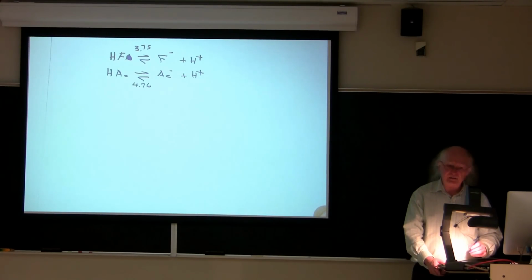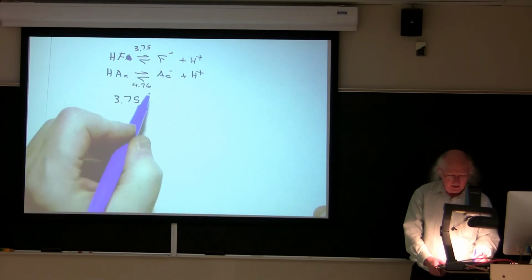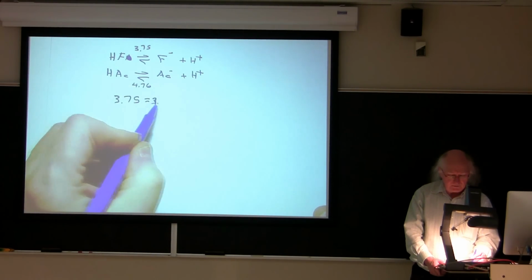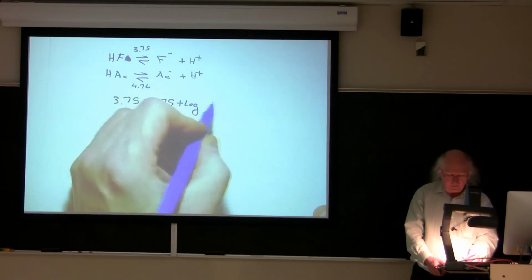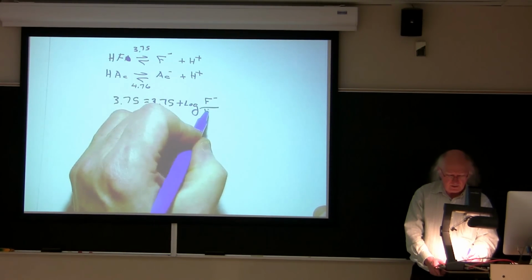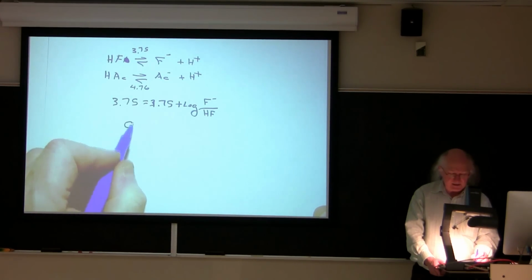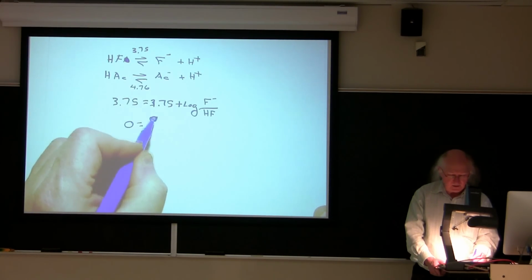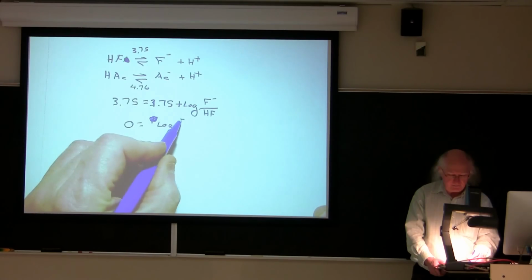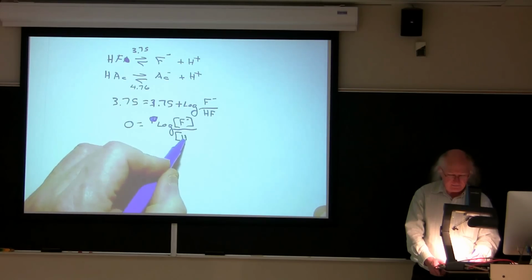Well, if we look in the case of formic acid, we can say that when the pH is equal to 3.75, it's equal to the pKa value, which is 3.75, plus the log of F minus all over HF. Okay? Well, when I take this to this side, I see that 0 equals the log of F minus all over HF.